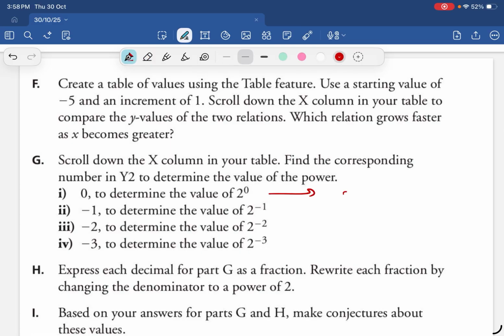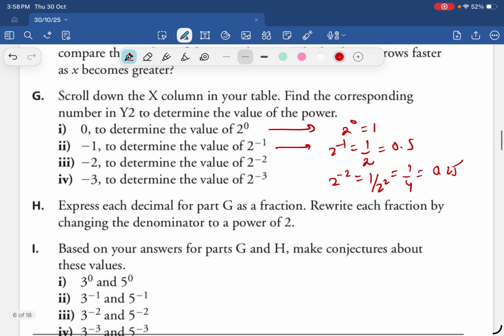Okay, so we know 2 to the power 0, anything to the power 0 is always 1, and 2 to the power negative 1 is, here the power is negative, so we write it in the denominator, 1 over 2, which is 0.5. Now 2 to the power negative 2 is 1 over 2 to the power 2, which is 1 over 4 and 0.25, as well as 2 to the power minus 3, which is 1 over 2 to the power 3, or 1 over 8. Okay, you can write their values, because we have to write these values in rational form.